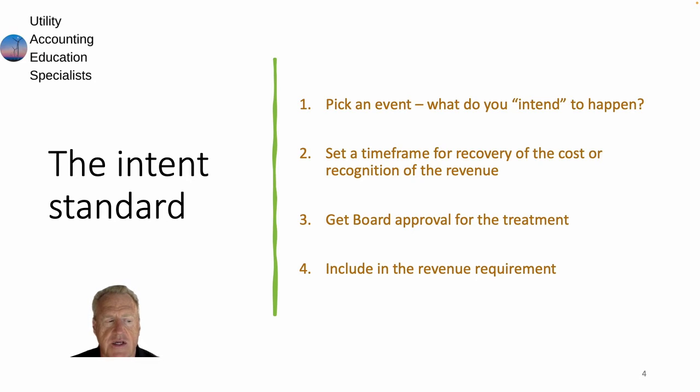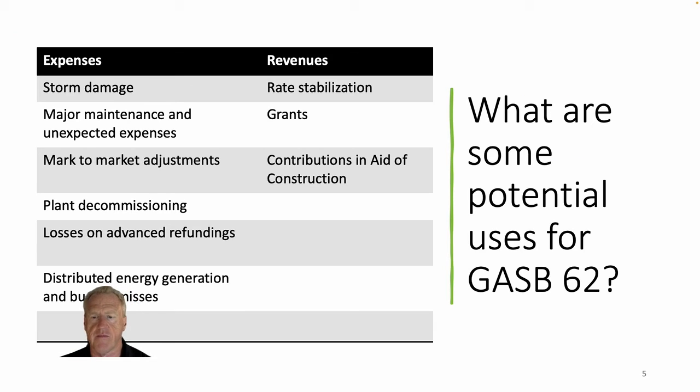So again, we like to call this the intent standard. You pick an event. What did you intend to happen? You set a time frame for recovery of the cost or recognition of the revenue. You get board approval for the treatment and you include it in the revenue requirement. That last item is key. If you are going to recover something in rates, a cost that happened in the past, you have to increase rates now to match that intent and intended recovery of that.